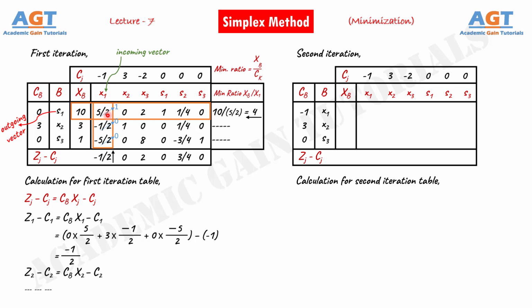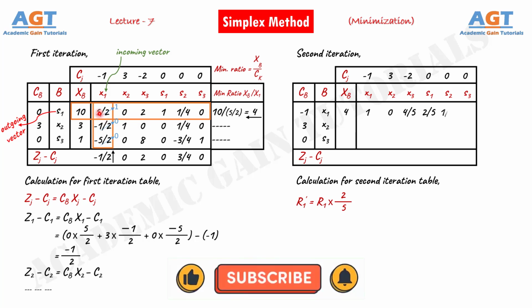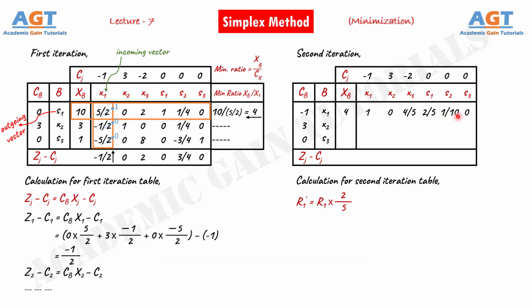So, for the new table, the row operation for the first row will be r1 dash equals to r1 multiplied with 2 by 5. We have to multiply all elements of old r1 row with 2 by 5 to obtain this new first row, which is r1 dash. So, 10 into 2 by 5 will be 4, 5 by 2 into 2 by 5 will be 1. Similarly, we will get 0, 4 by 5, 2 by 5, 1 by 10, and 0. So, we have filled the first row, r1 dash.